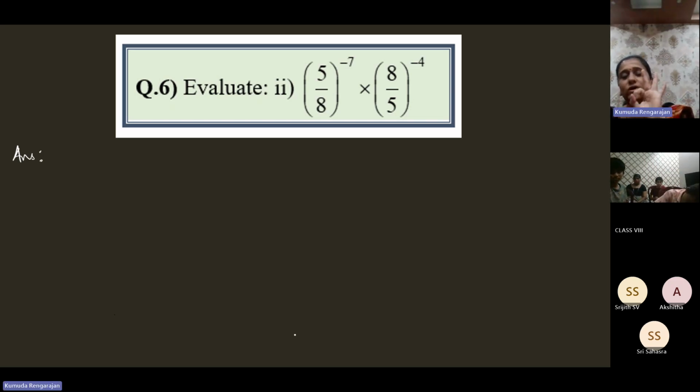Work it in 3 different ways, children. Work it in 3 different ways. Dhanvan will tell me one of it. Then I'll ask somebody else the second one, and another person the third one. We can do this in 3 different ways.